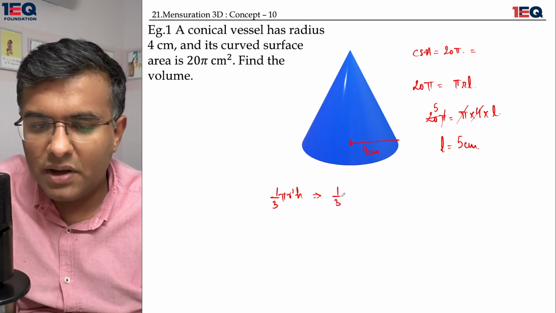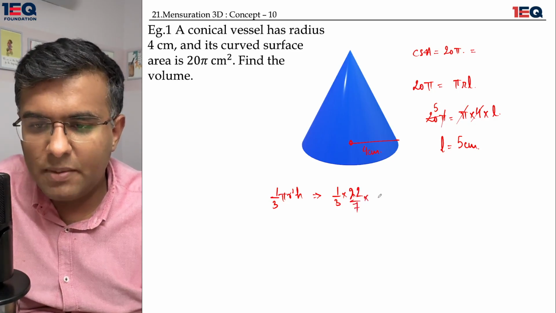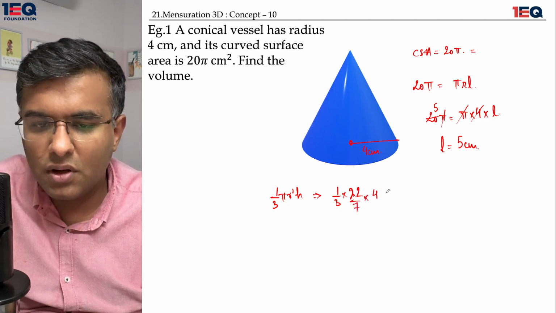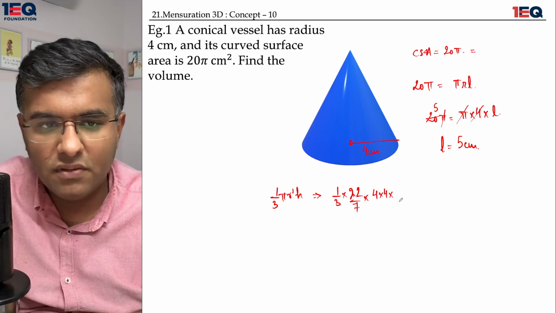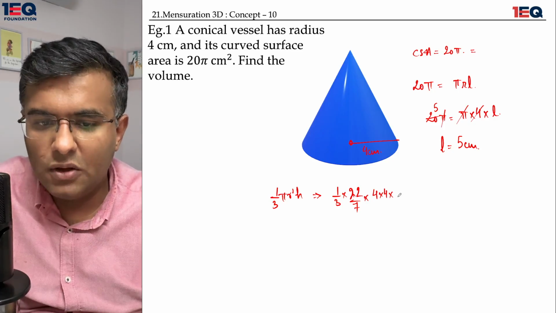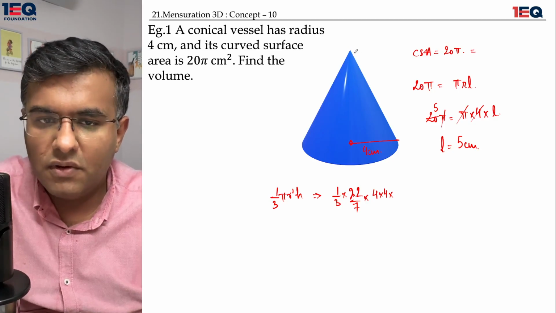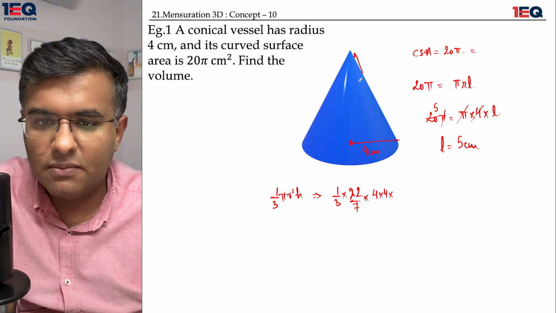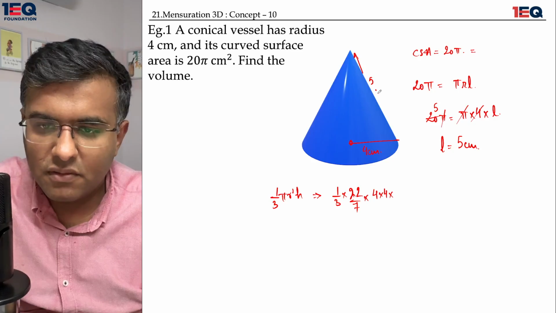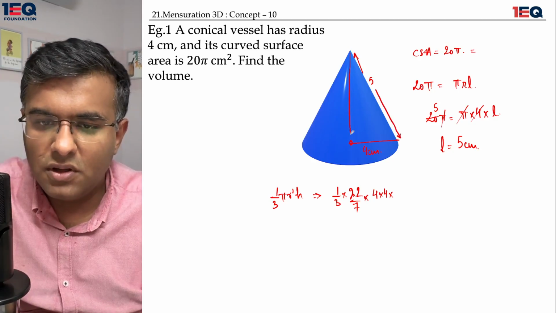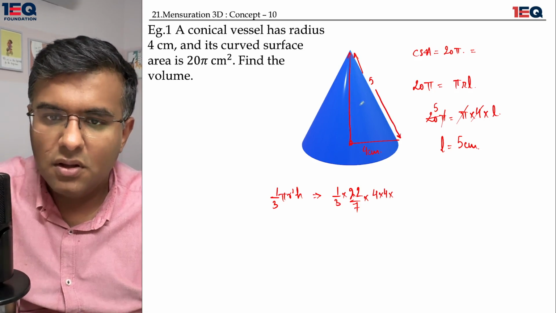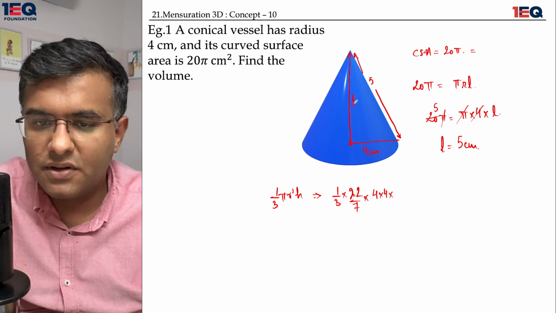So 1 by 3 multiplied by pi, which is 22 by 7, multiplied by r, which we already have as 4, and 4 into 4. Now we need the value of h. Here we already know the slant height which came out of here was 5, right? This slant height was 5. So I need to find out the real height of it. The real height of it is going to be h.